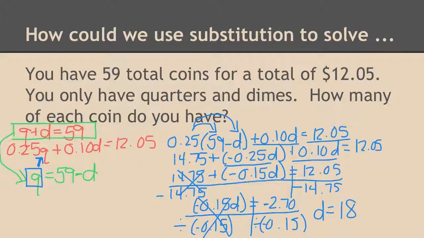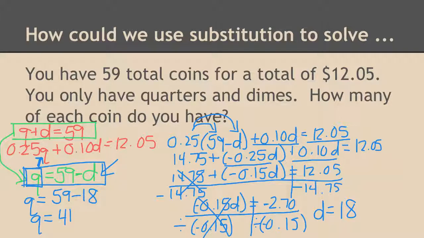So I'm going to go back to this equation, the one that I used for my substitution. Oh, there's our other bell. I'm going to put 18 in for my dimes. So my quarters were 59 minus the 18 I just calculated. It looks like there are 41 of those. So to answer the question, how many of each coin do you have? I have 18 dimes and 41 quarters. All right, good job today.